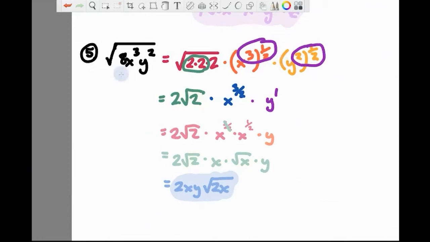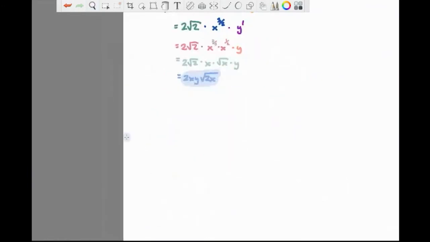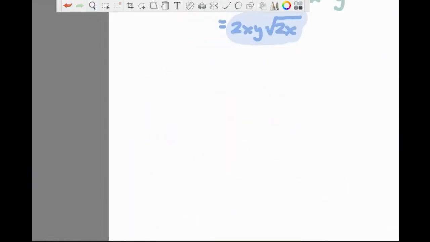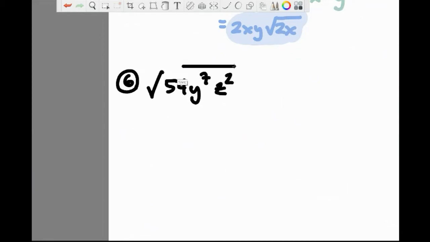All right, let's do one. The last two were square roots, so let's do one where it's a cube root, just to mix it up a little bit. So number 6, 54, y to the 7th, z squared. We're going to do the third root of this.